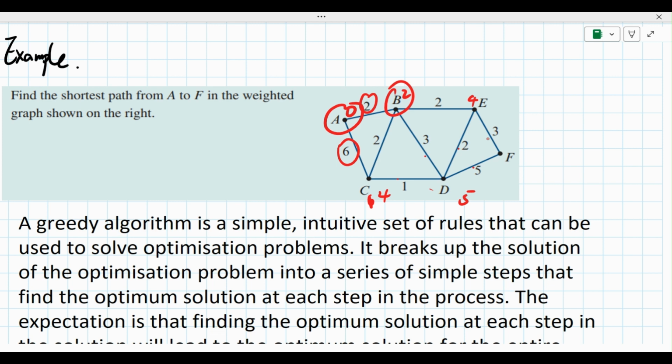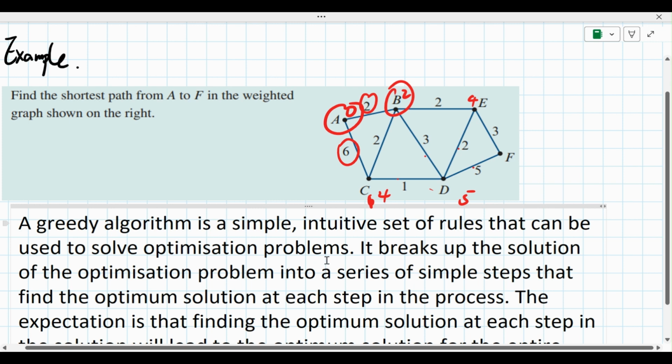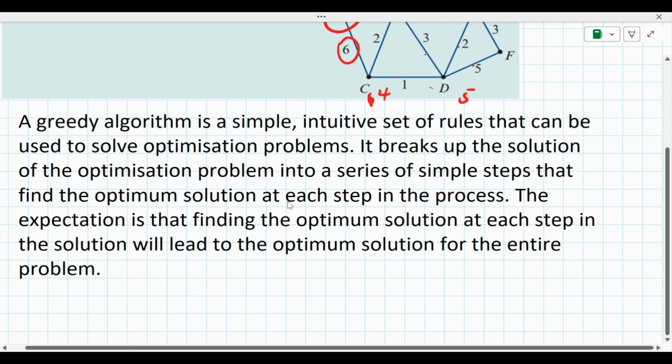So it's good to know the greedy algorithm, but I will definitely try my best to explain it during the class again. This is my first time touching the greedy algorithm as well. Let me know if you have any questions, we can discuss together.